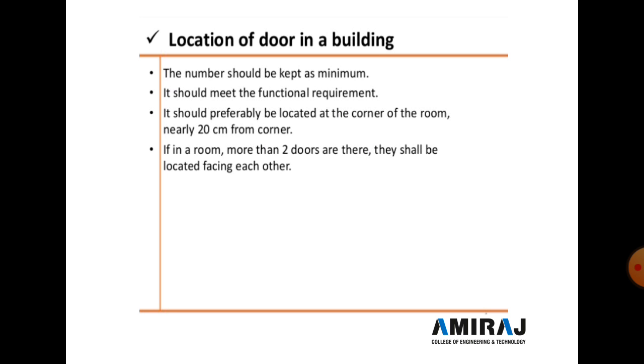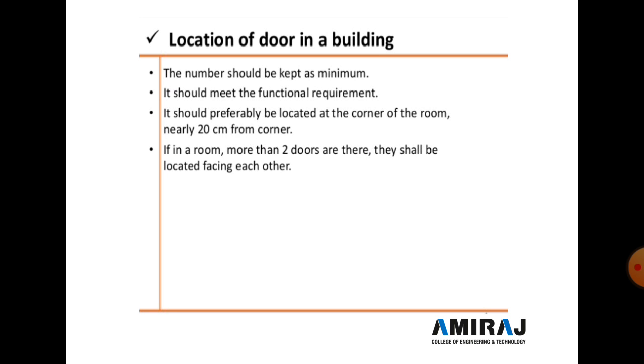Now it should meet the functional requirement, and it should preferably be located at the corner of the room, about 20 centimeters from the corner. So from the corner we leave 20 centimeters, and after that we provide the door. Why do we leave 20 centimeters? Because when we open the door, it opens perfectly against the wall and is fixed in the corner.